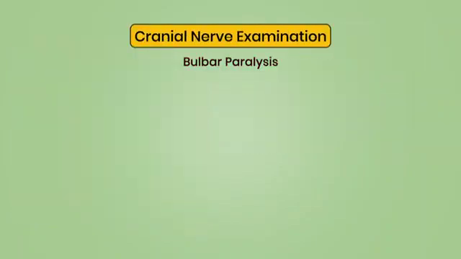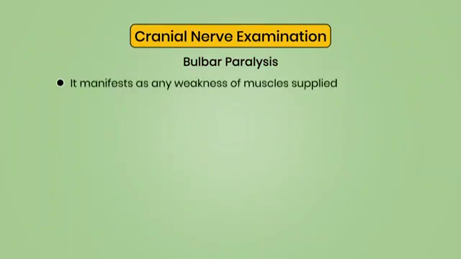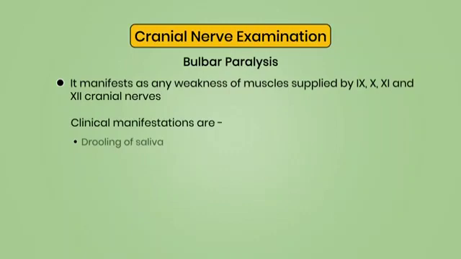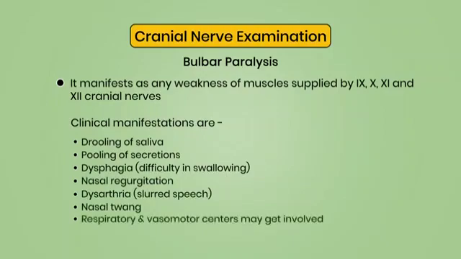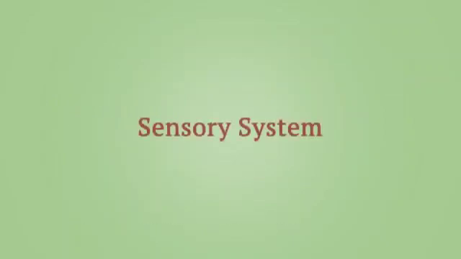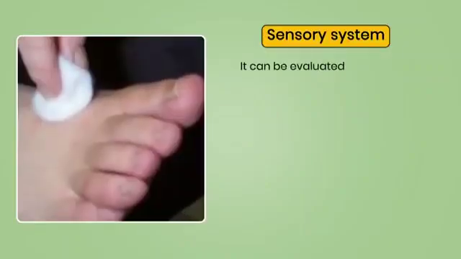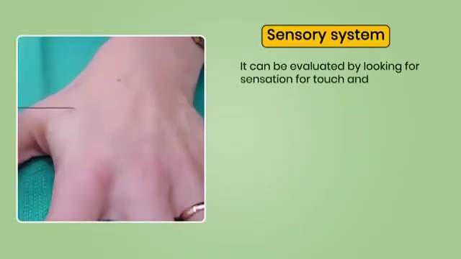Bulbar paralysis. It manifests as any weakness of muscles supplied by 9th, 10th, 11th, and 12th cranial nerves. Clinical manifestations are drooling of saliva, pooling of secretion, dysphagia or difficulty in swallowing, nasal regurgitation, dysarthria or slurred speech, nasal twang, respiratory and vasomotor centers may get involved. Sensory system. It can be evaluated by looking for sensation for touch and pain.